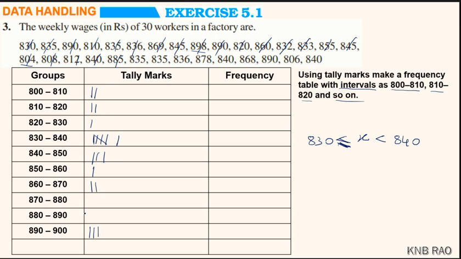885 comes in 880 to 890. 835 comes in 830 to 840. 835 again comes in that, 830 to 840. 836 also comes in 830 to 840. 878 comes in 870 to 880. 840 comes in 840 to 850. 868 comes in 860 to 870. 890 comes in 890 to 900. 806 comes in 800 to 810. 840 comes in 840 to 850.